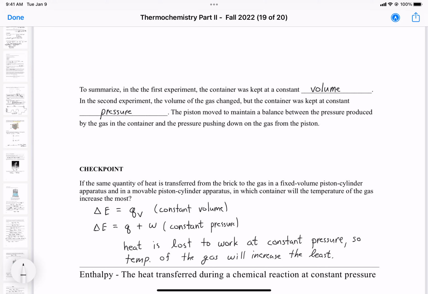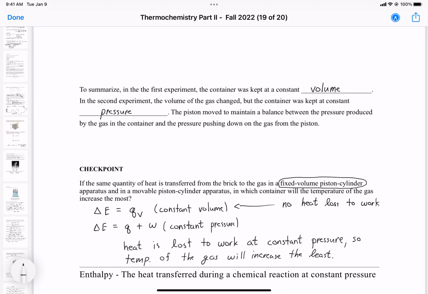So in this case, this is our answer here. So no heat loss to work. Okay, so our answer here is the fixed volume apparatus. Say fixed volume piston cylinder apparatus.